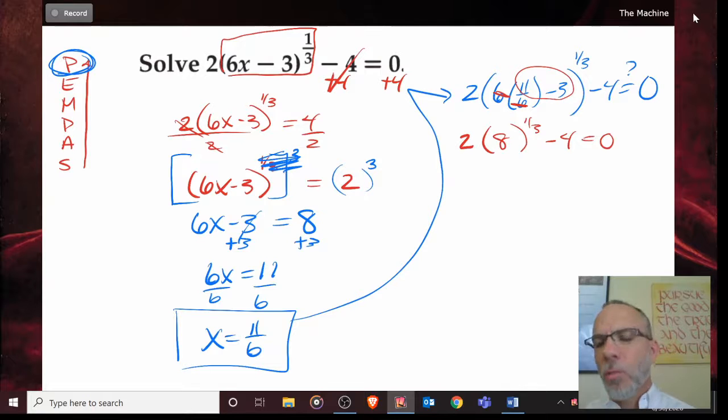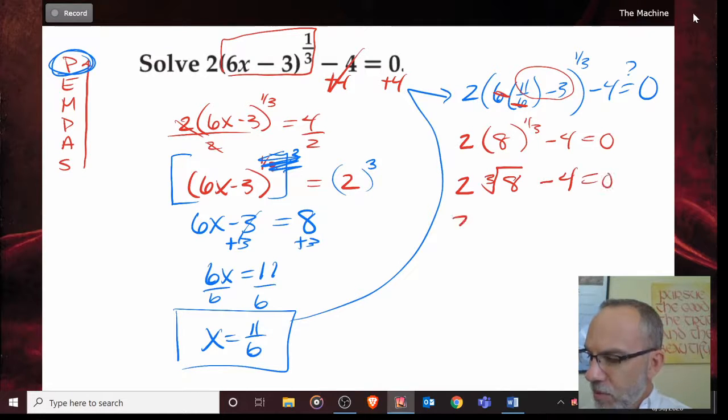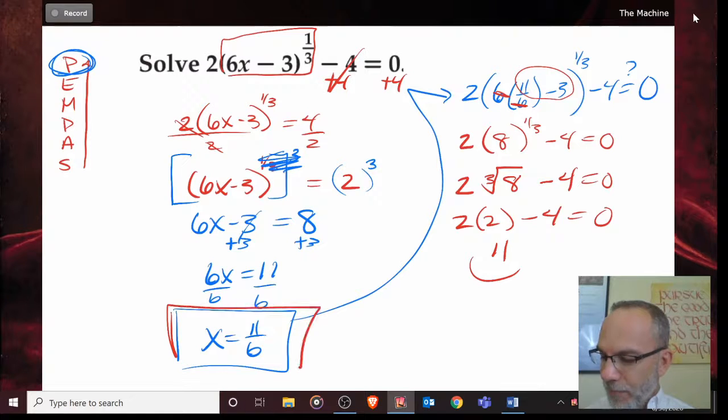Yes. What does the 1/3 mean? You may want to switch back to radical for this. Isn't this the cube root of 8 minus 4 equals 0? So this becomes 2 times, what's the cube root of 8? 2, minus 4 is equal to 0. Is 4 minus 4 0? Woohoo! Works.